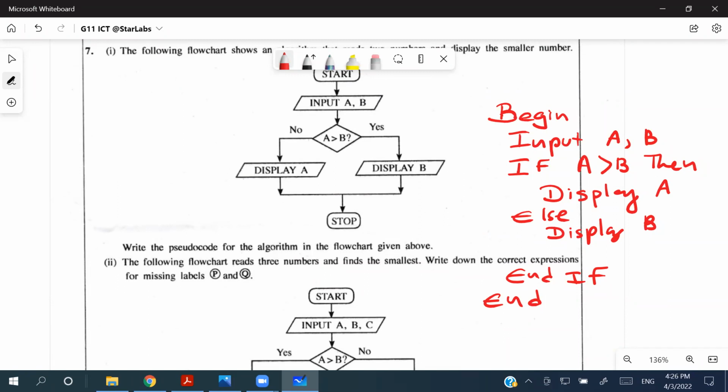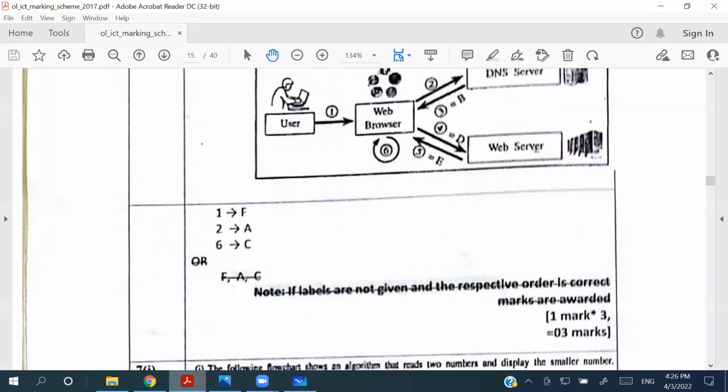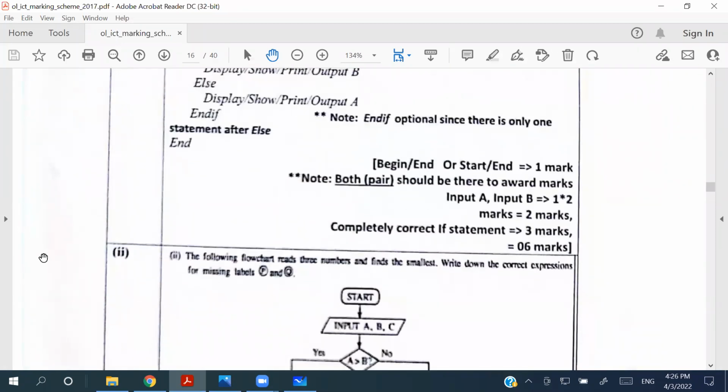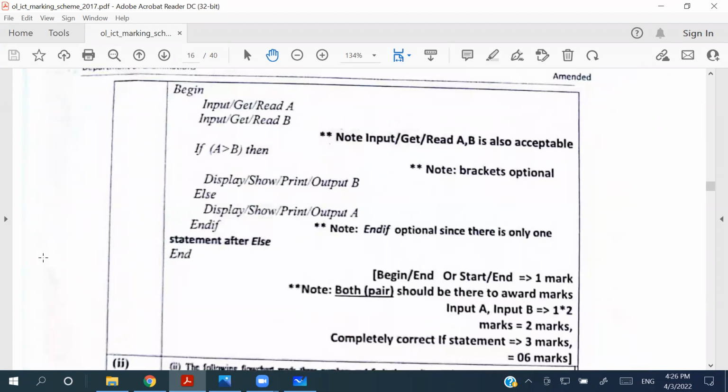Oh, my output should be different, because in the yes part, it shows B. So this is going to be display B. This is going to be display A. Right? Because when this condition is true, this should be displayed. Otherwise, this should be displayed. So in the marking scheme, for that, they have given you 6 marks.